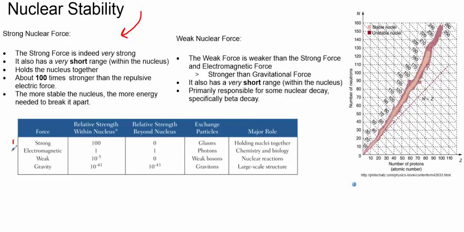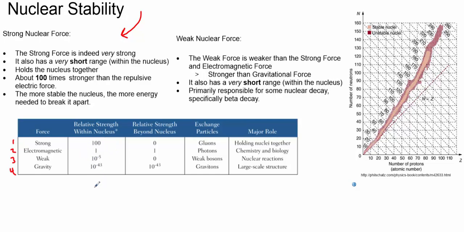Strong is the strongest. Then we have EM. Then we have the weak. And then by far the weakest force is gravity. If you look at these numbers here, if we were to put electromagnetic force as a value of 1, the strong nuclear force is 100 times stronger. The weak nuclear force is 10 to the negative 5 times weaker.